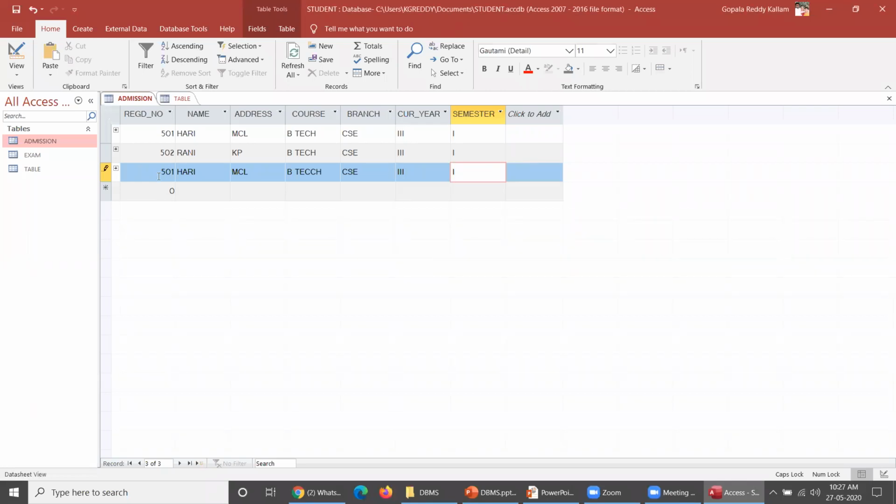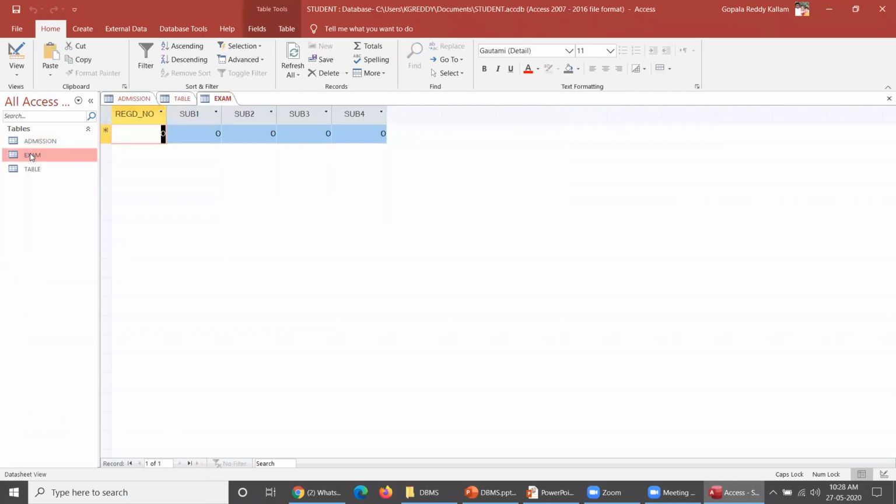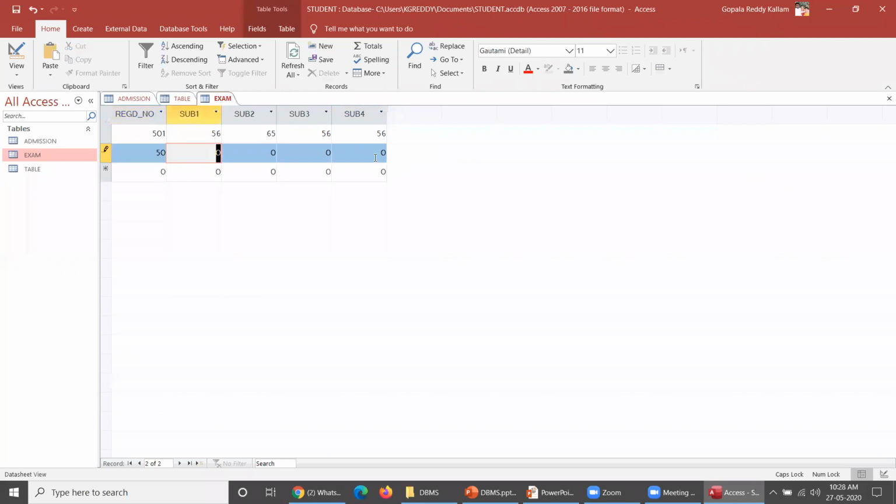So in this way, you can manage your database. And I wanted to enter some kind of data in examination, how it could be. So one more table has been created. Here 501, and I have taken some 56 and something like this. Yes, again 501, sorry, 501. So enter some kind of data here.